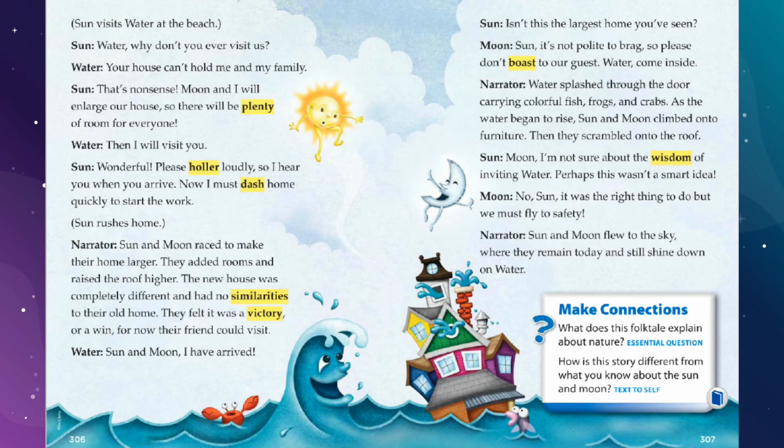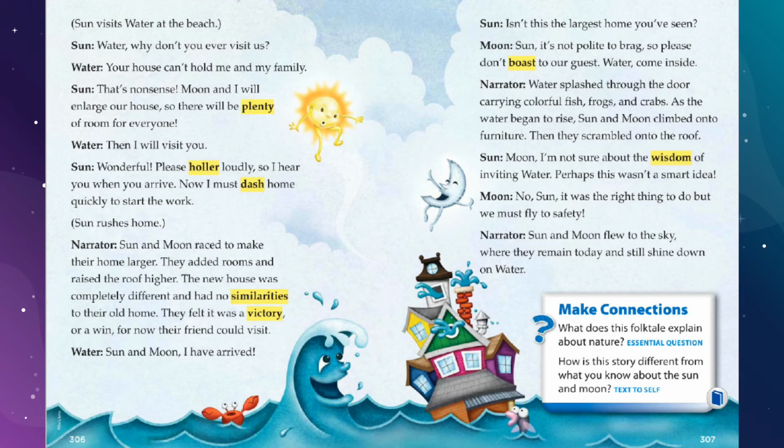Sun visits Water at beach. Sun. Water, why don't you ever visit us? Water. Your house can't hold me and my family. Sun. That's nonsense. Moon and I will enlarge our house, so there will be plenty of room for everyone. Water. Then I will visit you. Sun. Wonderful. Please holler loudly so I hear you when you arrive.